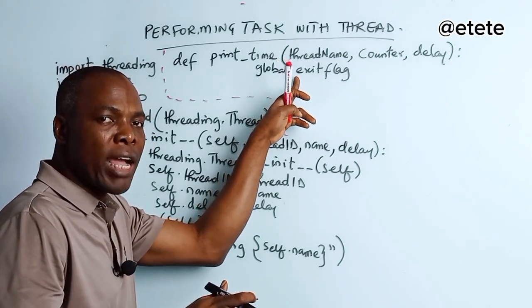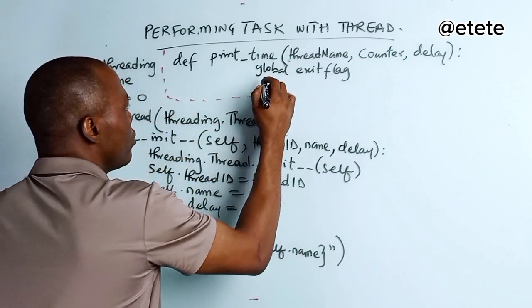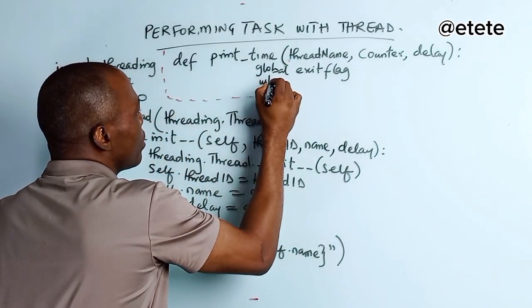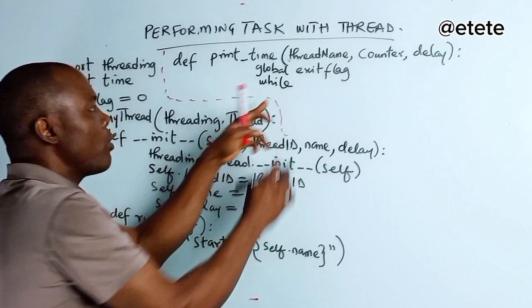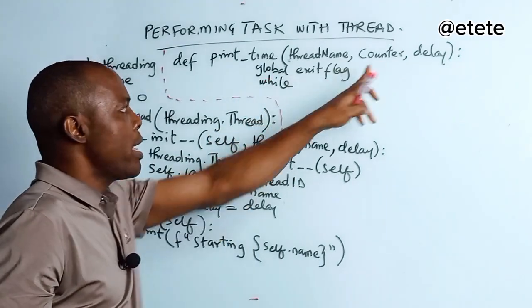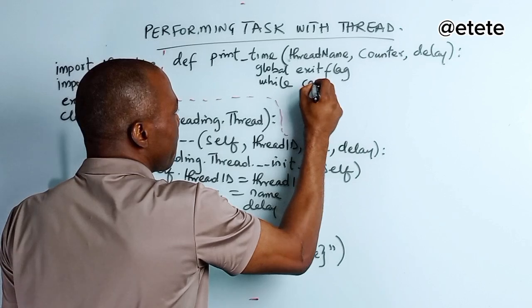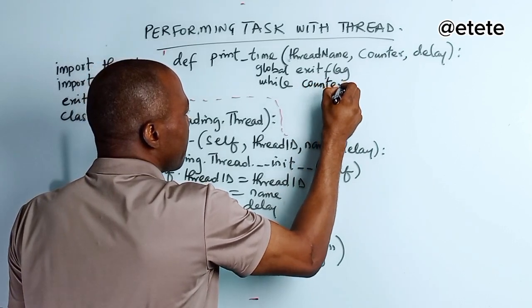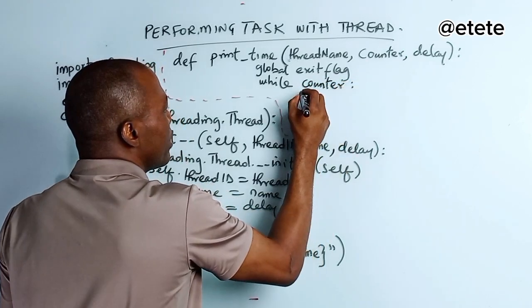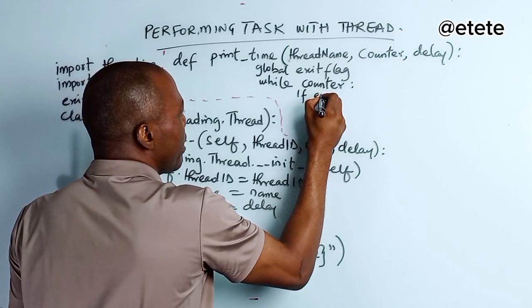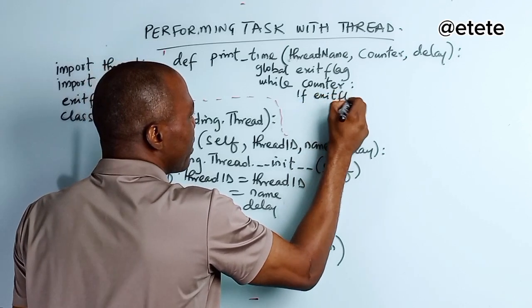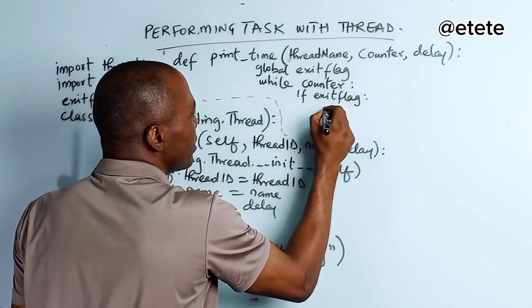To achieve that, I will need a loop. So I'm going to introduce my while loop. What am I going to use to control this while loop? I'm going to use this counter to control it. So while counter, then if exit_flag, break.